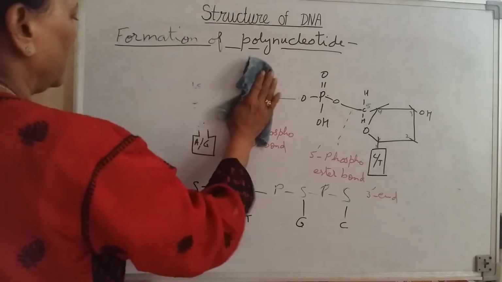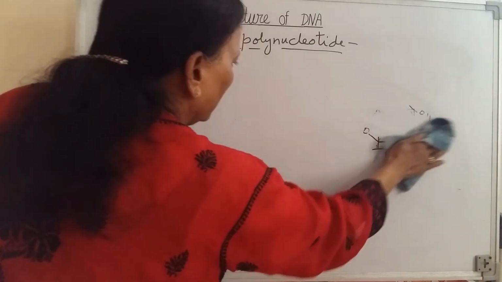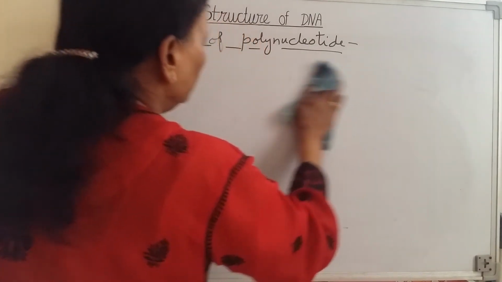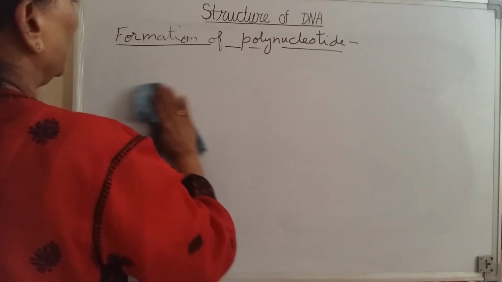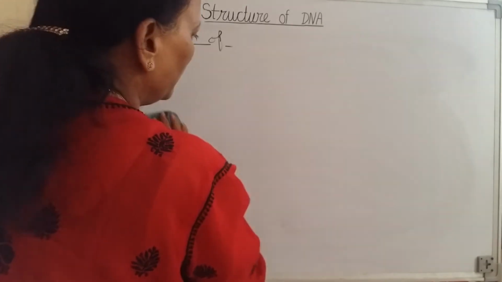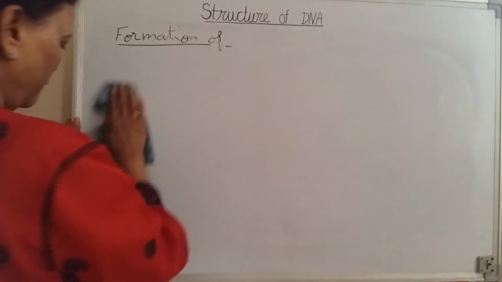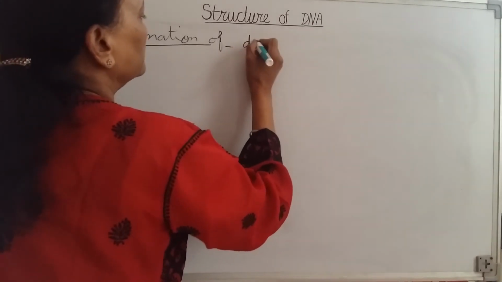Now, double helix. I told you two polynucleotide chains coil and we get the double helical structure of DNA. Formation of double helix.